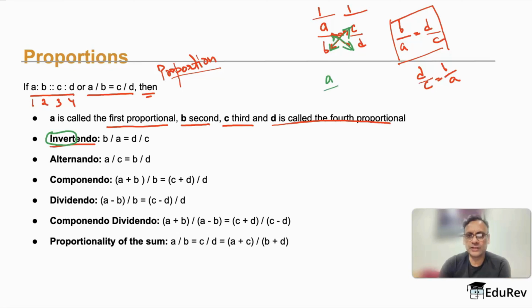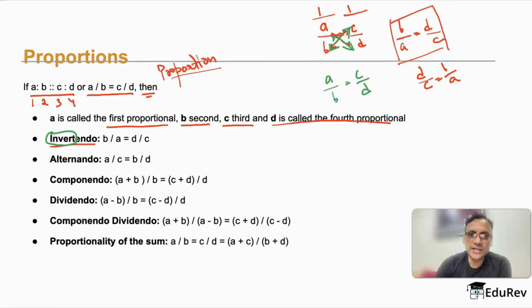In case both of them do not change their position, but only you interchange the position of this, then what do you get? Then you get A by C is equal to B by D, if only one of them changes the position.